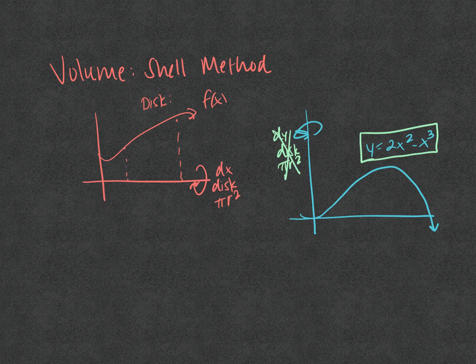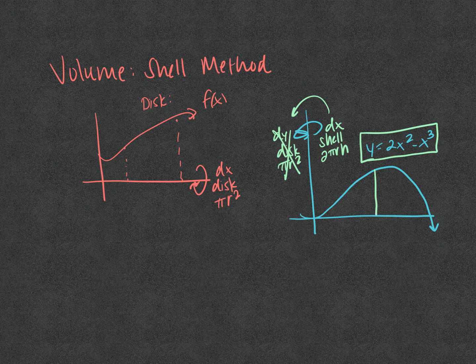We're going to use the shell method. And in the shell method, we're going to be in terms of the other variable. So when we go around y or parallel to y, we're going to be in terms of x. And this is going to be the shell method. And our formula is going to be 2 pi rh. Now I'd like for all of that to be on the left side of the equation, but we're going to come back and do this.